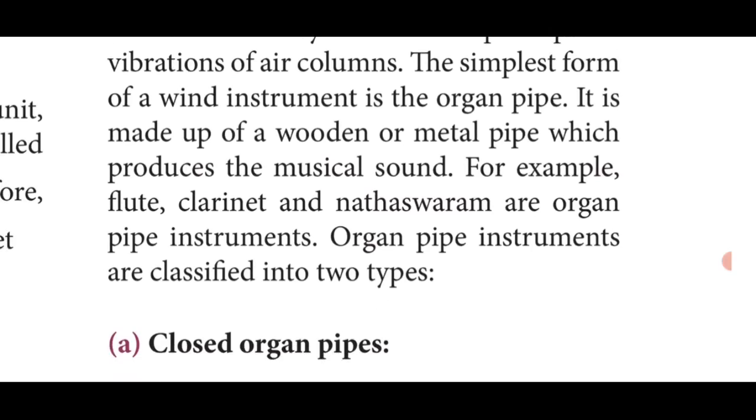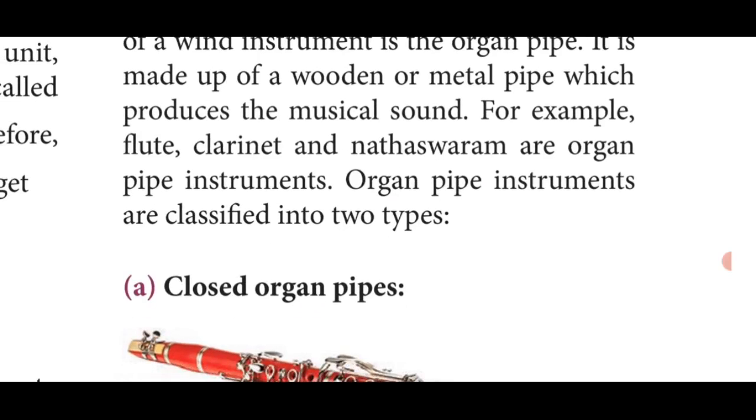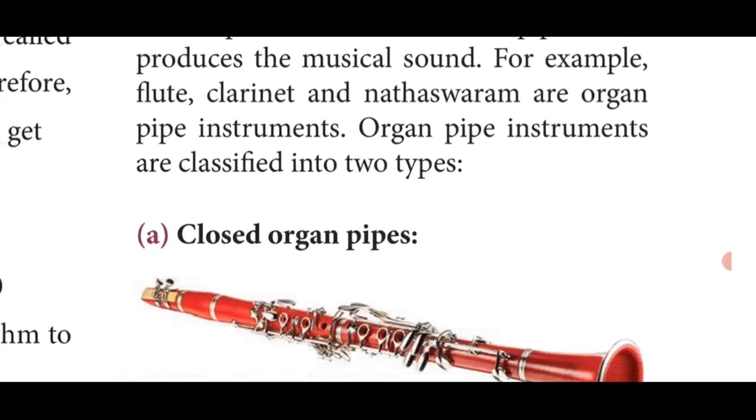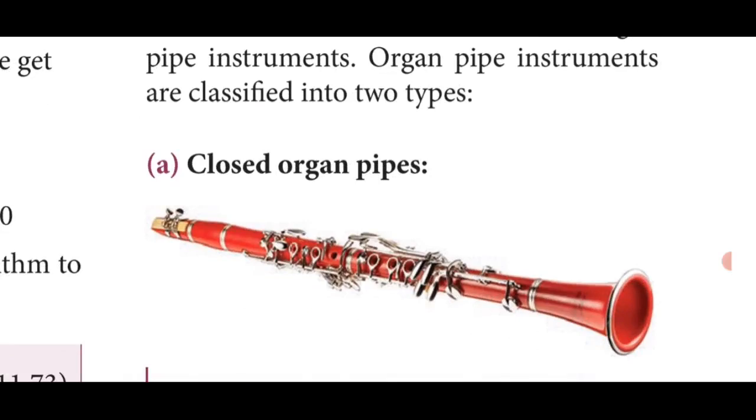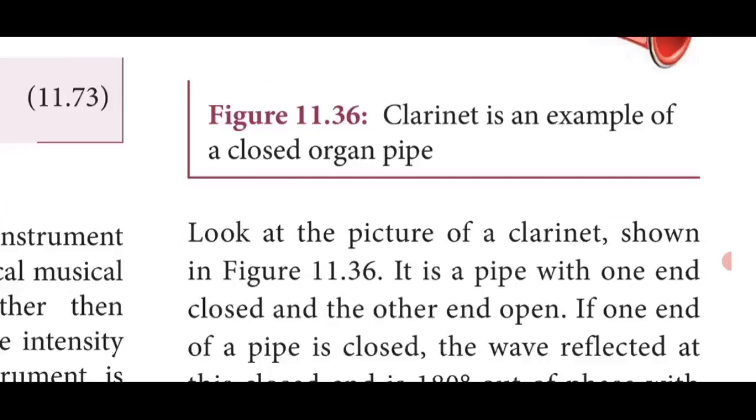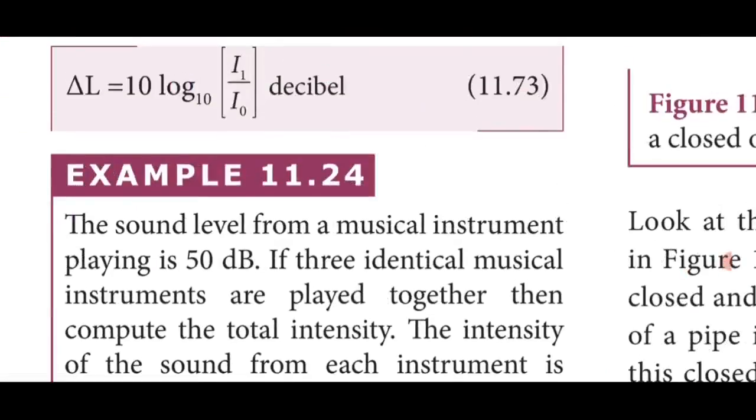For the flute, we are just closing and opening the holes, and we receive the sound. This is mainly due to the air. Okay. Clarinet is the same as the Nadaswaram, or the organ pipe instruments. Organ pipe instruments are classified into two types: one is a closed organ pipe and the other is an open organ pipe.